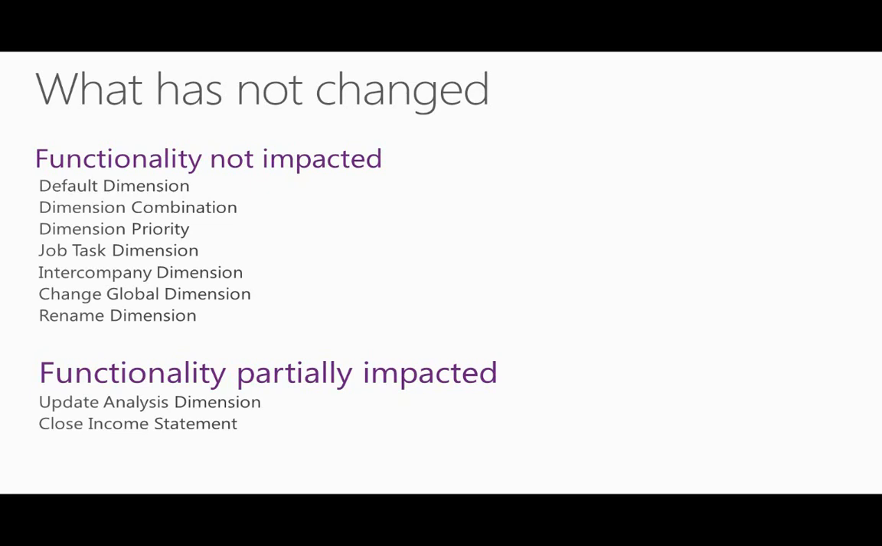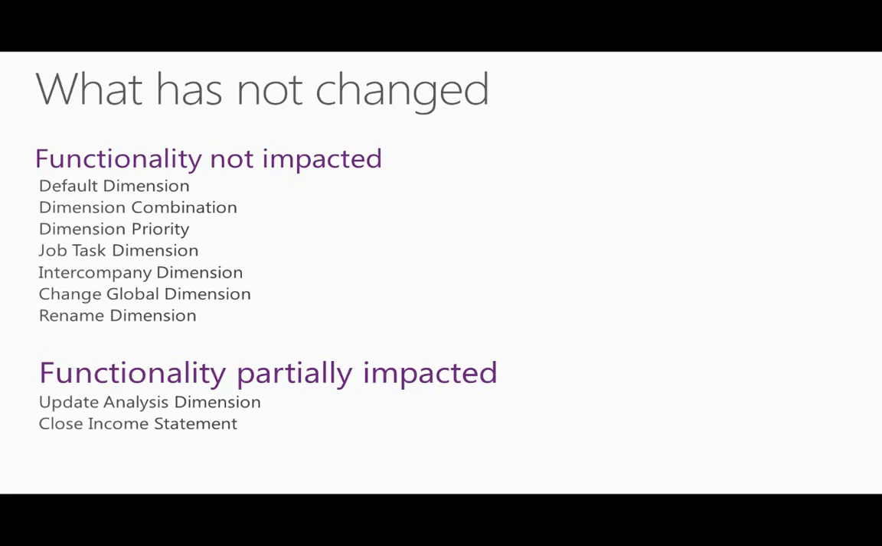Intercompany dimension. Intercompany dimension allows the user to set up dimension and use it when the intercompany functionality is used. The way the system stores and retrieves the dimension information for the intercompany is not impacted by the dimension redesign. The table 411 intercompany dimension and 412 intercompany dimension value still exist in the database.